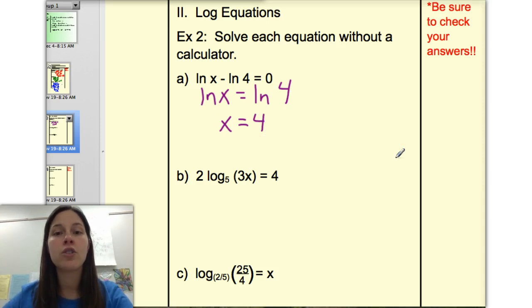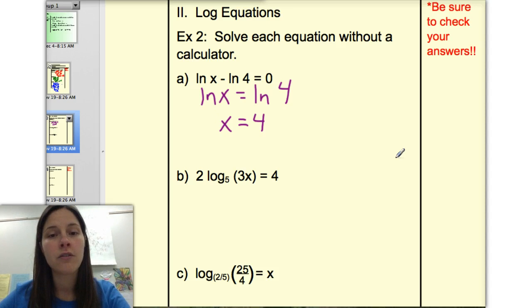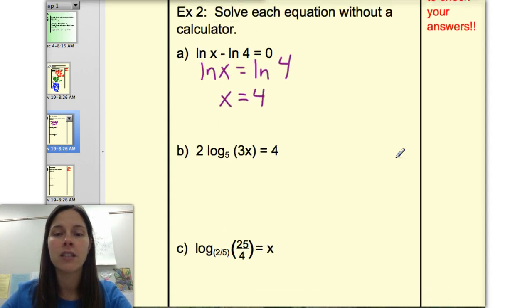So now we are going to check our answer. These are log functions, and there is a restricted domain with log functions. The domain is that the x value, or what you're taking the log of, must be greater than 0. So if we put 4 back in for x, we get the natural log of 4 minus the natural log of 4 equals 0, and that does make sense.